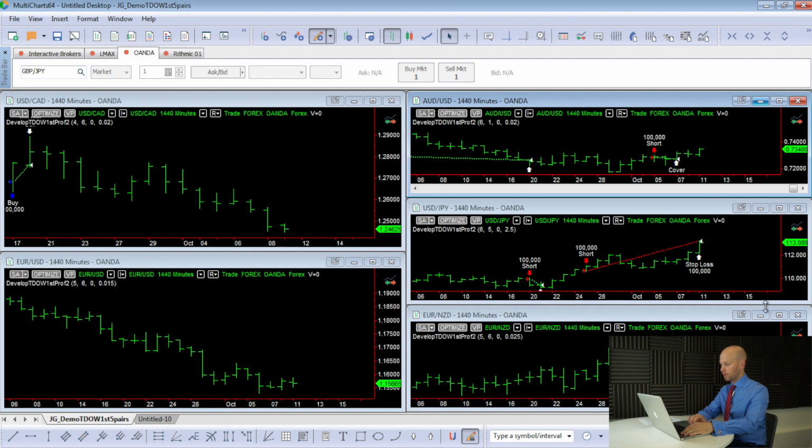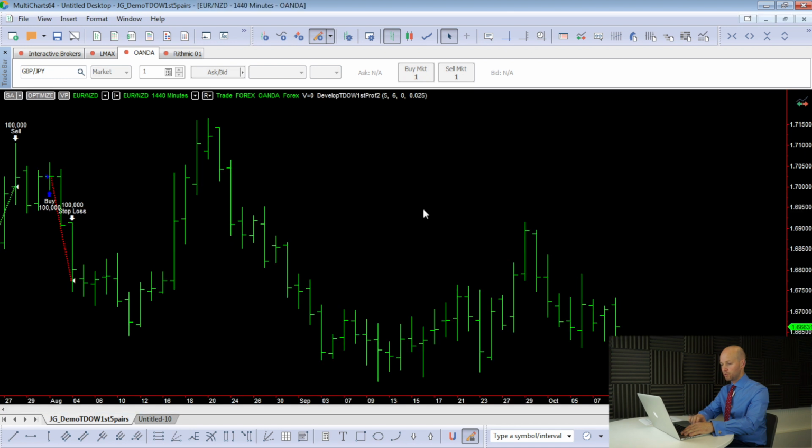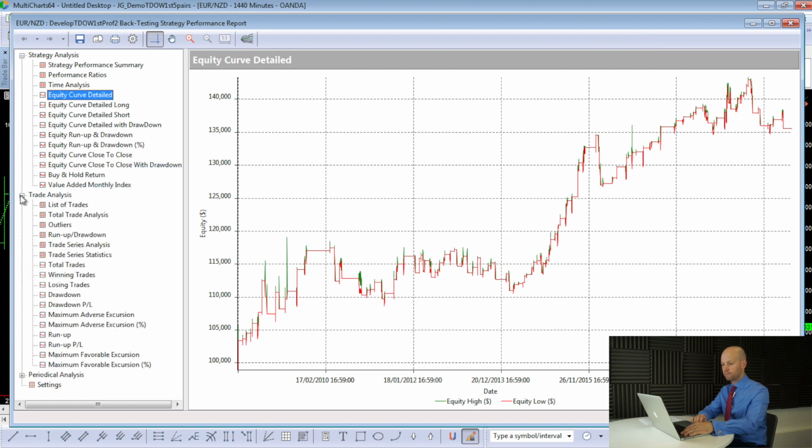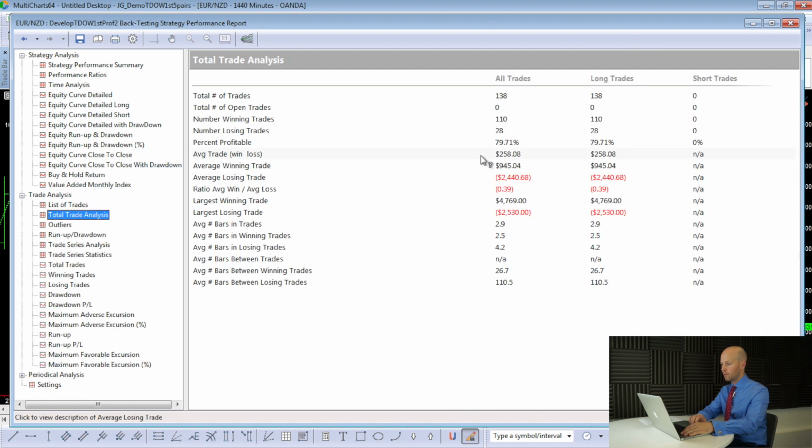And the last one we're going to look at is euro versus the New Zealand dollar, and you can see this is a long only strategy, so we're only looking for buy trades, and we're only going to take that trade on a Friday, and we're using a 250 pip stop loss on this one. There's the equity curve, and the percent profitable, 79%, average trade quite large at $258.